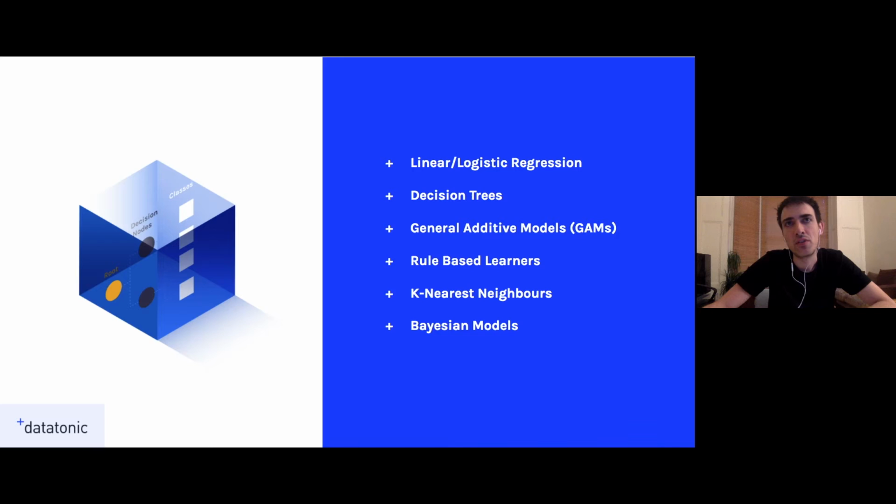Here is a list of the main types of transparent models, and I'm sure you'll be familiar with most of these names. It's worth noting that different types of transparent models will obey the three properties of transparency to varying extents, and as a result will have varying levels of inherent interpretability.